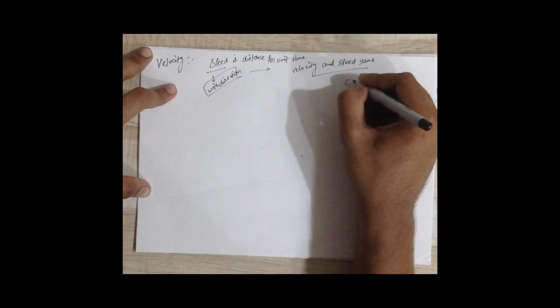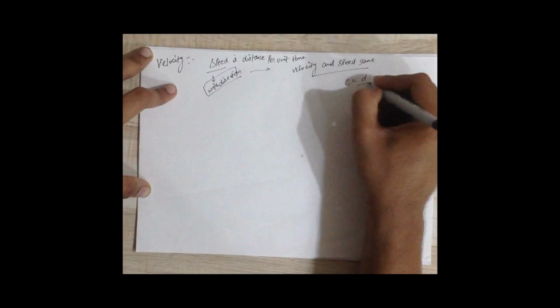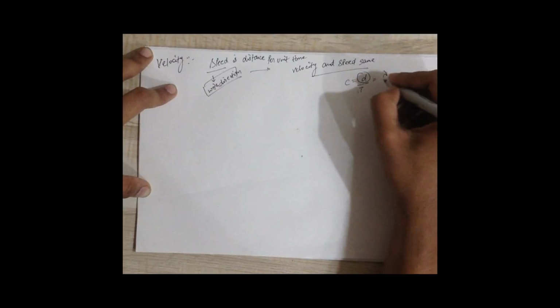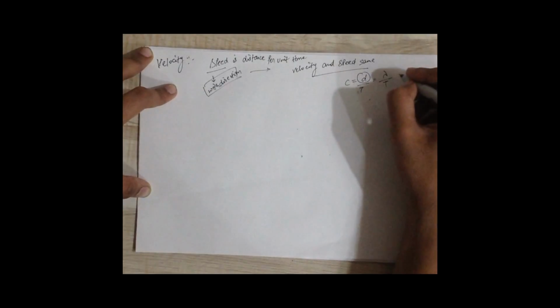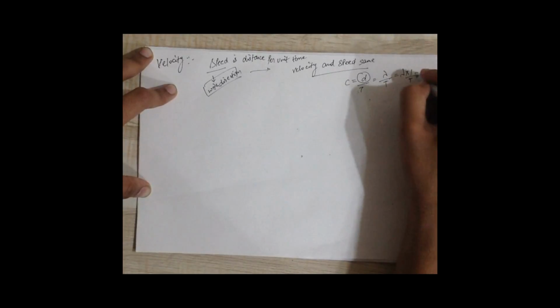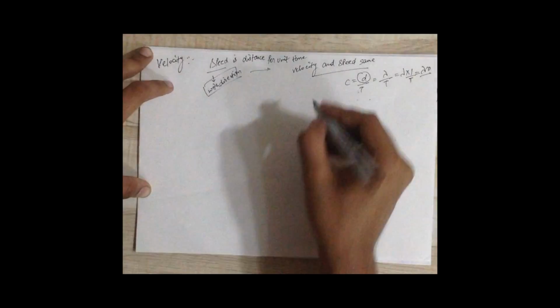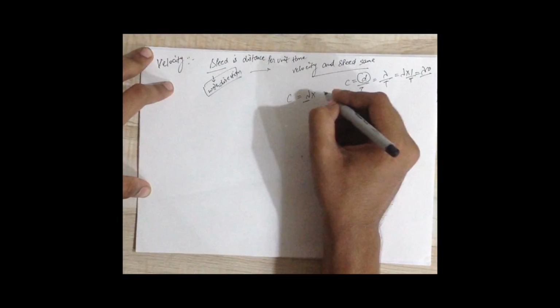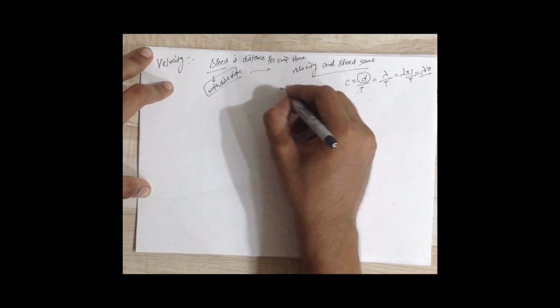So c is equal to distance upon time. Distance is lambda, between two crests is lambda, upon time. Time is the time period. So as we all know, 1 upon time is known as the frequency. So speed is lambda times frequency. So speed of a wave is lambda, that is the wavelength, times frequency.